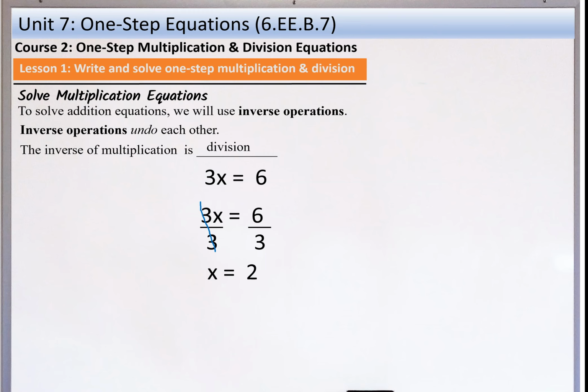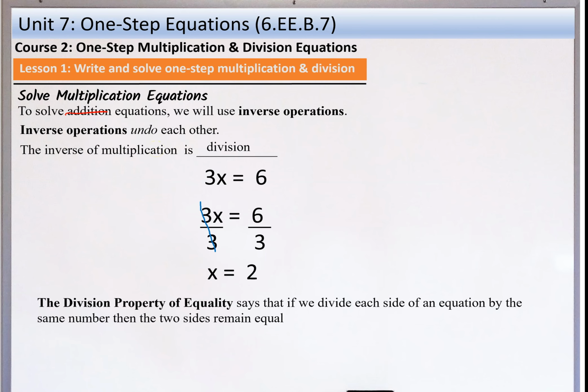So to solve multiplication equations, we use an inverse operation, which is division. The division property of equality says that if we divide each side of an equation by the same number, the two sides remain equal. Okay? So we can divide both sides by the same number, and they're equal. 3 times x equals 6 is the same thing as x equals 2. They're equivalent equations.